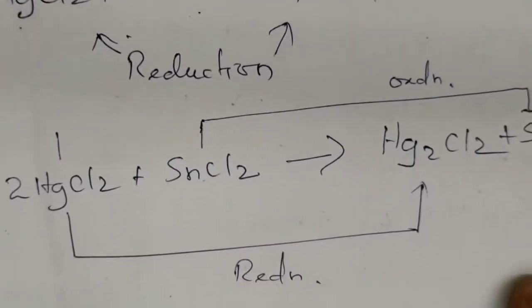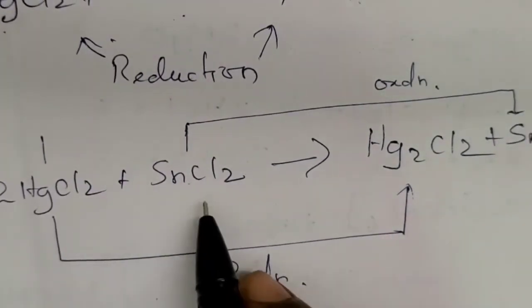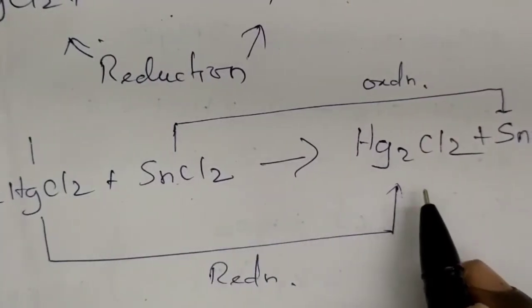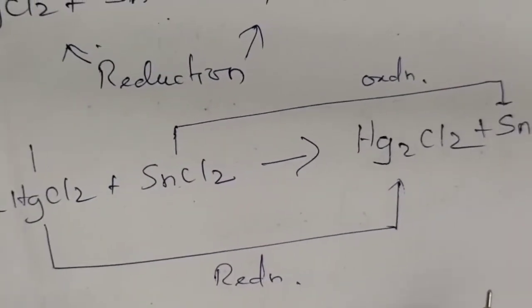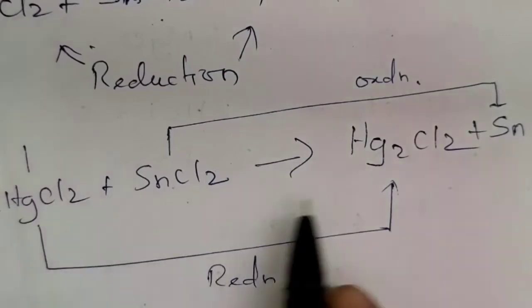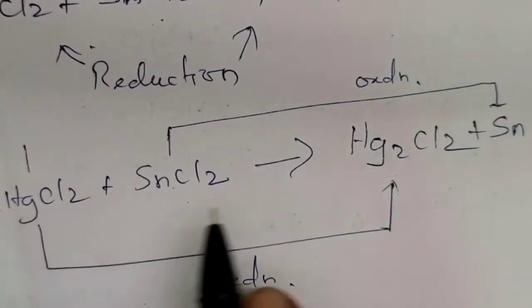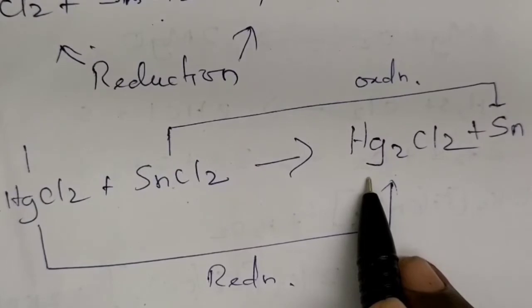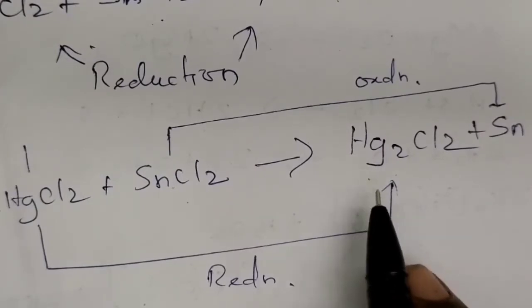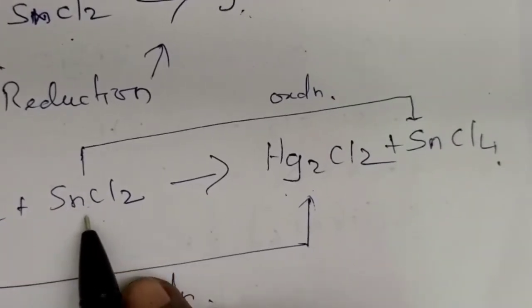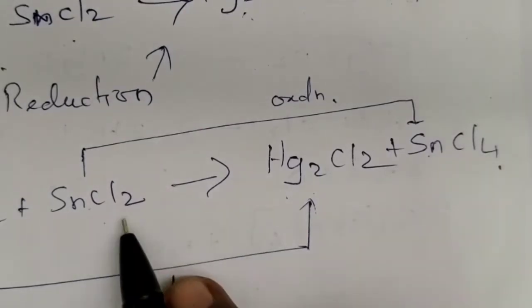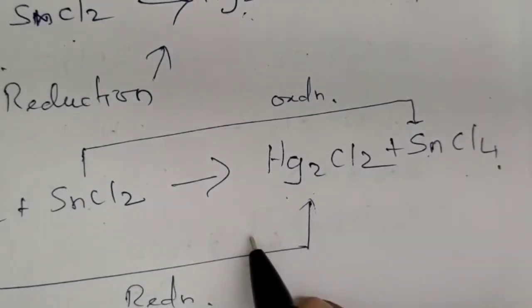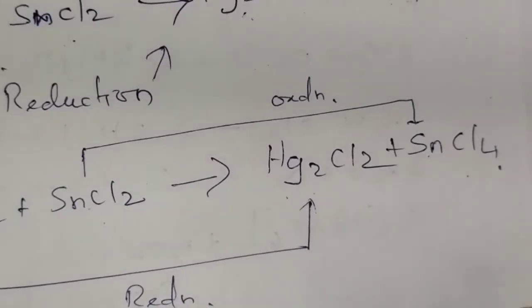In this last equation, HgCl2 plus SnCl2 gives Hg2Cl2 plus SnCl4. If you see this equation, here mercury is added, that is addition of an electropositive element, that means it is reduction. But at the same time SnCl2 is converted into SnCl4, that is, addition of chlorine takes place. Two chlorine atoms get added, that means addition of an electronegative element, which is called oxidation.